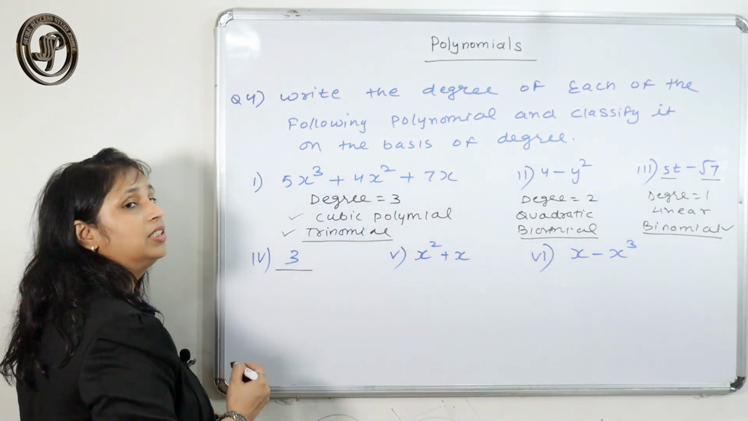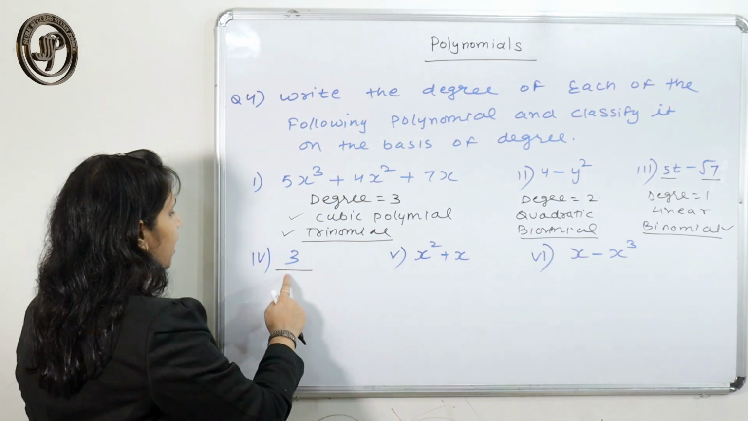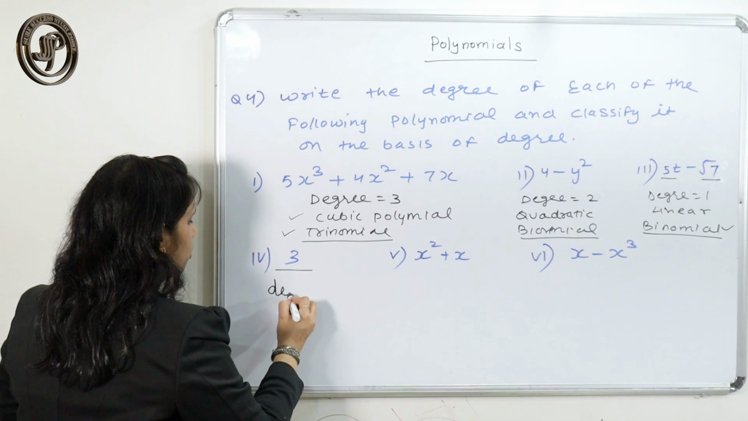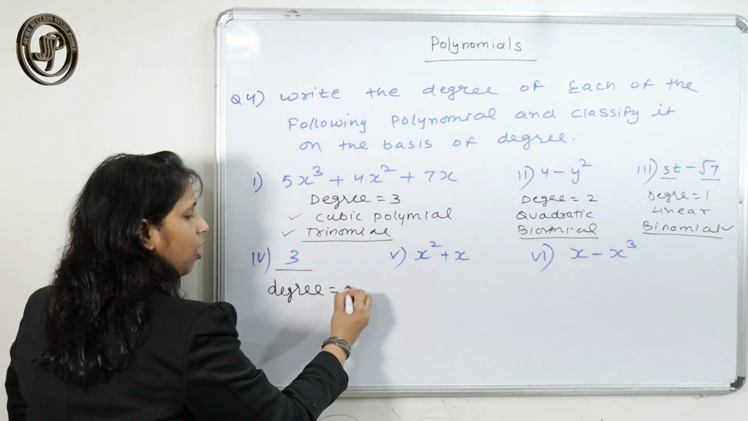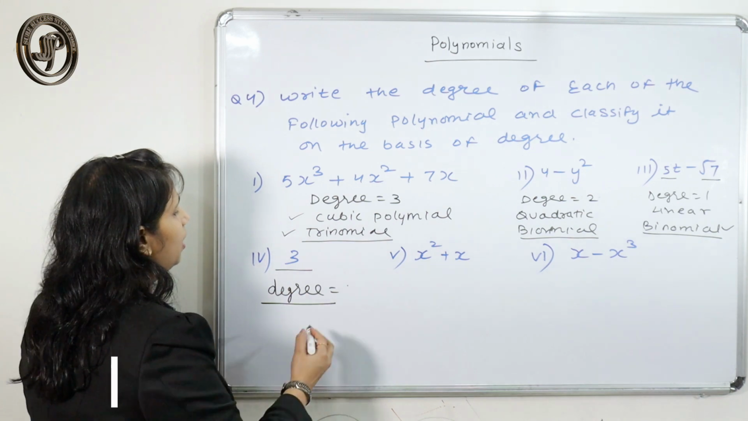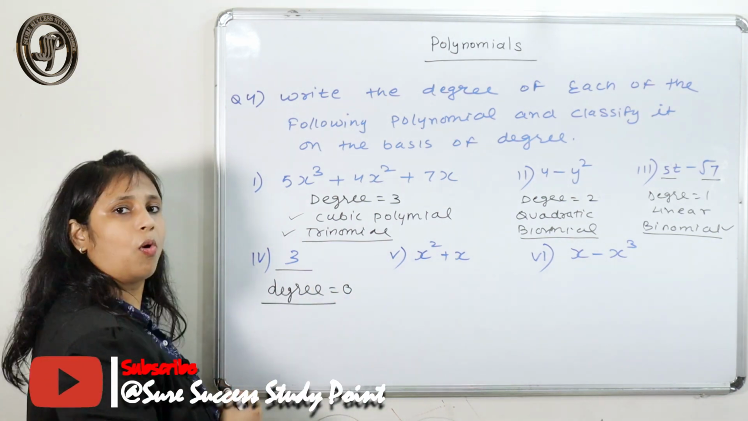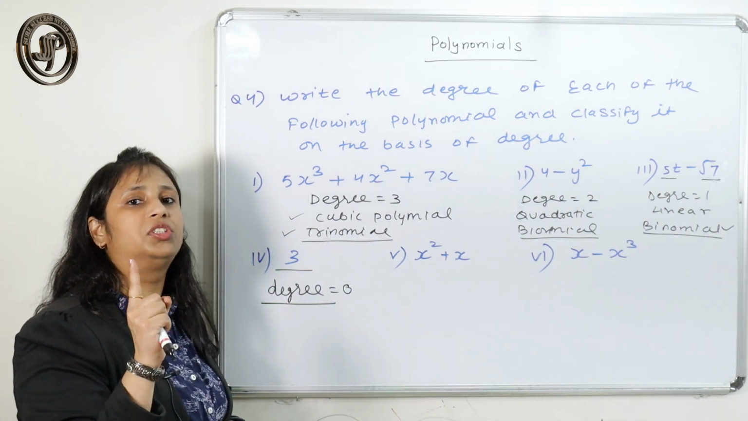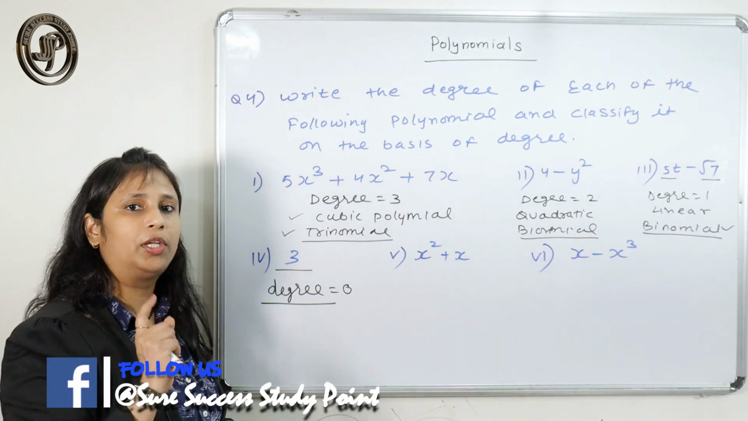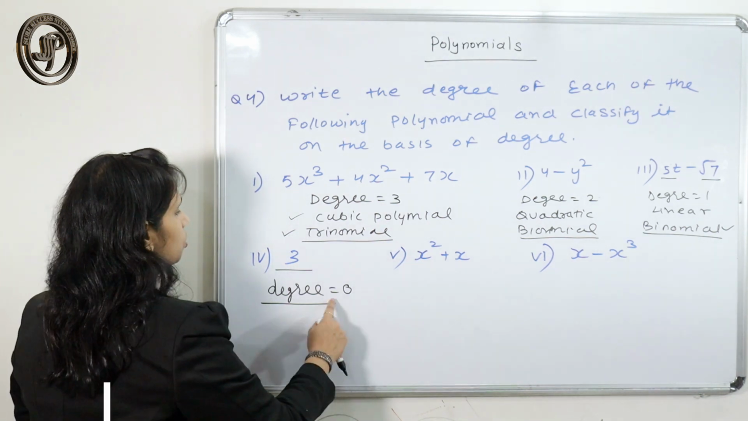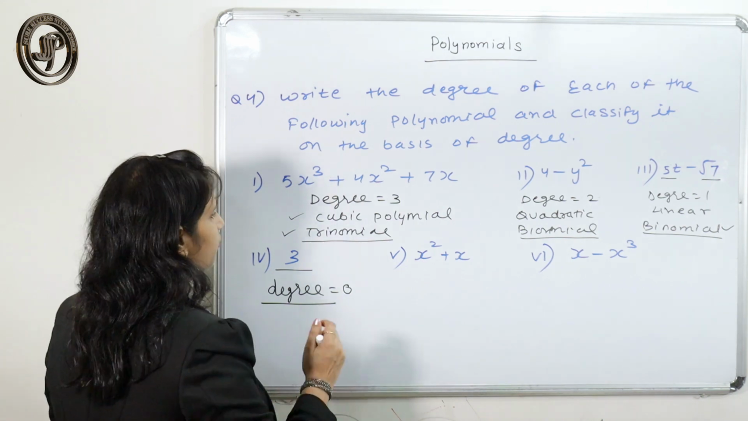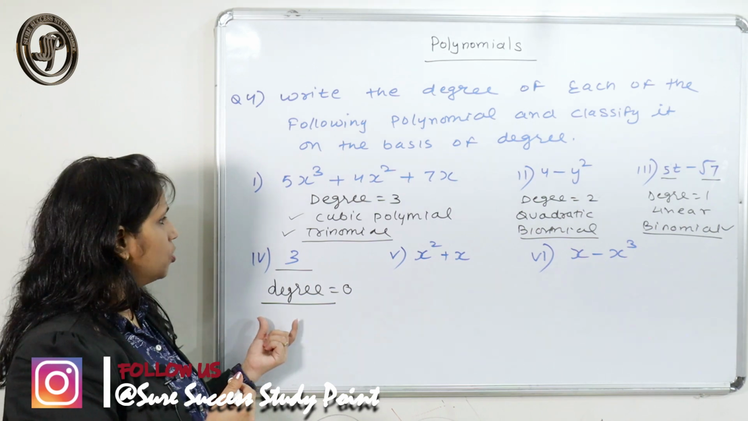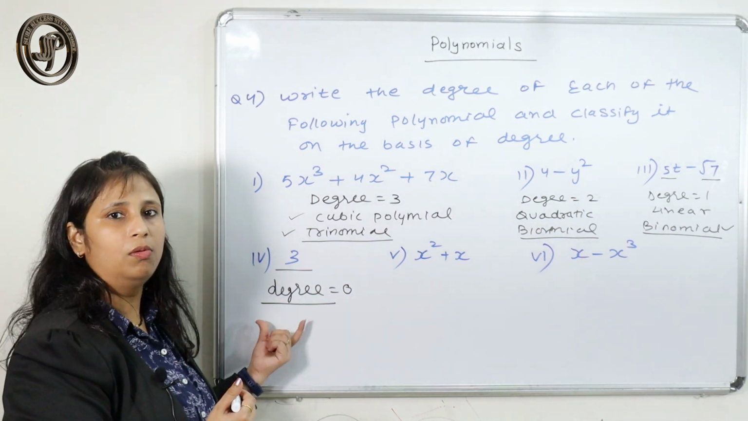So what type of polynomial is this? Yes, it is a constant polynomial, and a constant polynomial has degree 0 always. But 0 is also a constant polynomial whose degree is not defined, that you have to memorize. So here the constant polynomial has degree 0, and it is 1 term, so it is called a monomial.